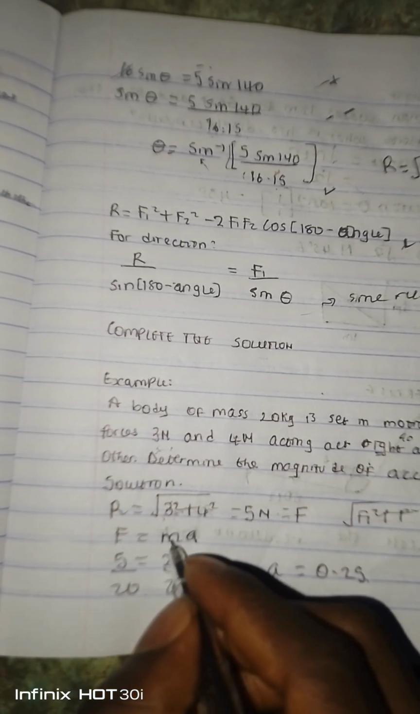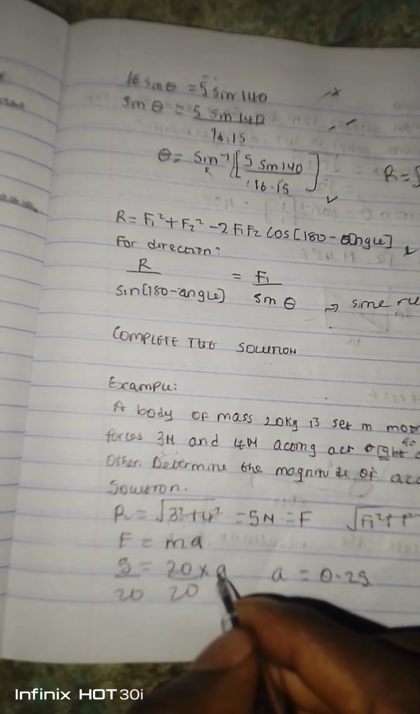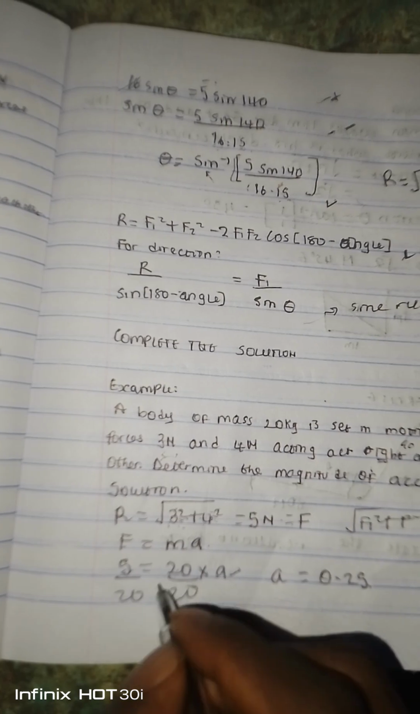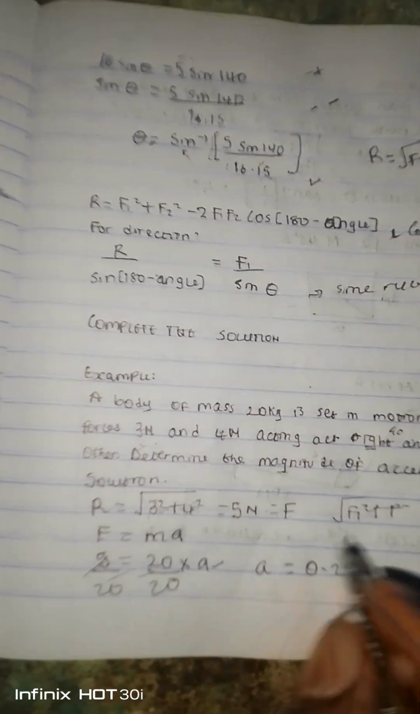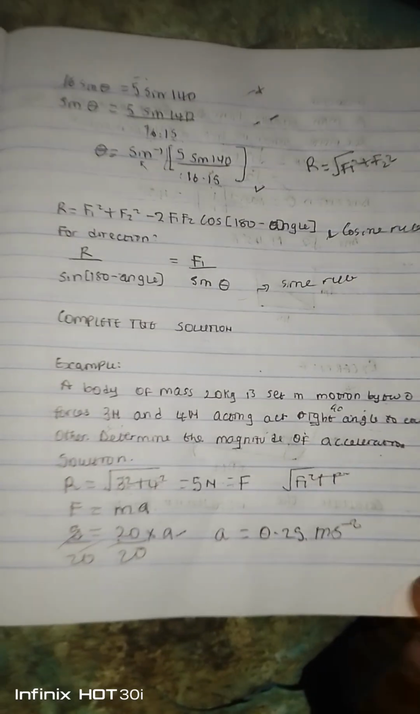Force equals mass times acceleration. Force is 5, mass is 20, acceleration is what we are looking for. So 5 equals 20a. To get a, divide both sides by 20. Once you divide it, you get 0.25 meter per second squared. Very simple. This is how we use vectors.